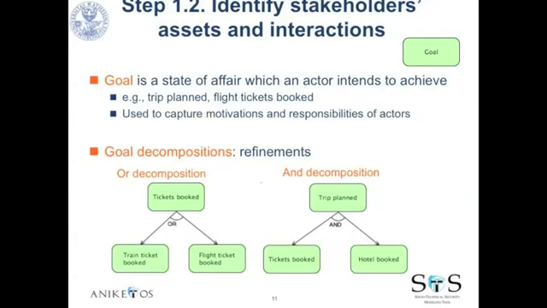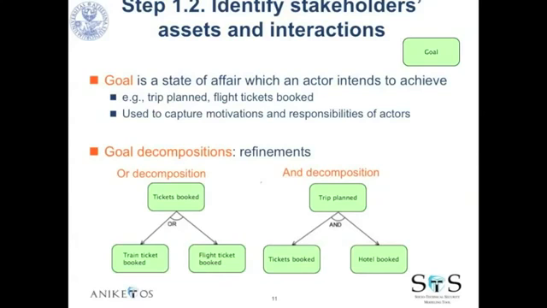An important aspect, as I said, after identifying stakeholders is that of capturing their assets. So the first thing is, what are the objectives the stakeholders have and what they want to attain? And we capture that through the concept of goal. So a goal is a state of affairs which an actor intends to achieve. For instance, examples of goals include trip planned, flight tickets booked, and so on.